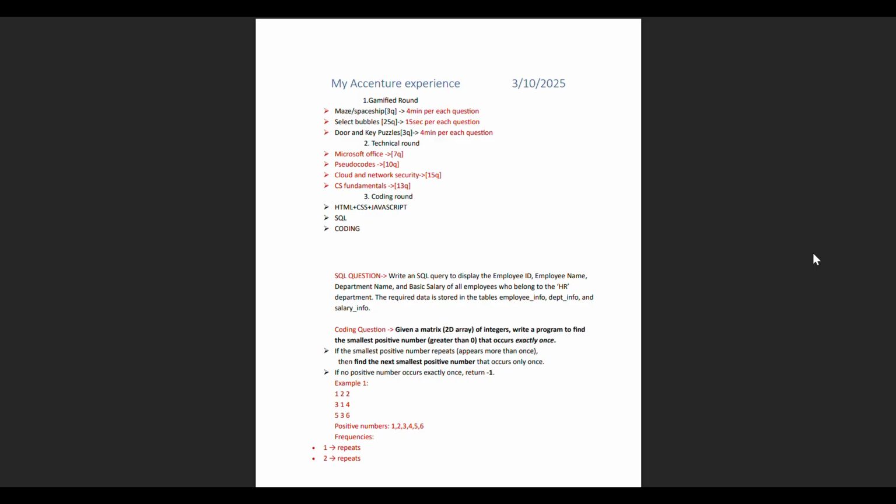In the gamified round, there are three subsections, where it includes a maze or spaceship round. It consists of three questions and each question has a timer of 4 minutes. You can easily solve these three questions. You don't need to worry. But here the difficulty level will increase as you progress to the next question.